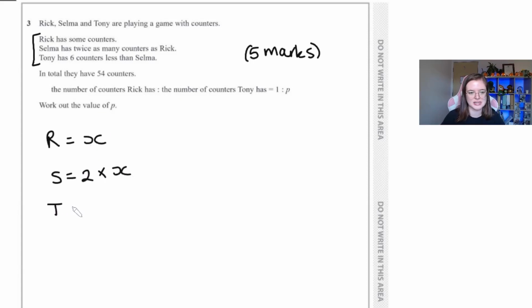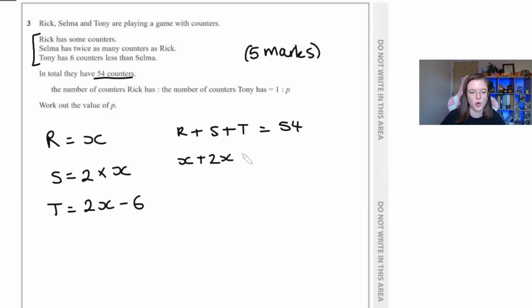And Tony is going to have 6 less counters than Selma. So Selma's counters is 2x, and if he has 6 less than that, then he has 6 fewer, which is minus 6. And then in total, they have 54 counters. So Rick plus Selma plus Tony is equal to 54 counters. So let's find what x is then. So Rick is x, Selma is 2x, and Tony is 2x minus 6, and they are all equal to 54.